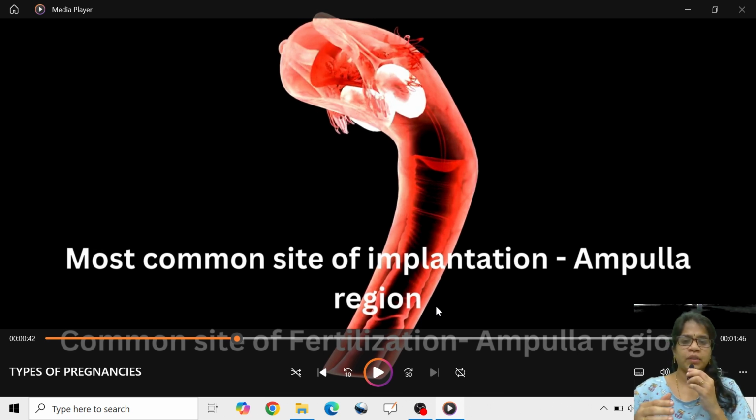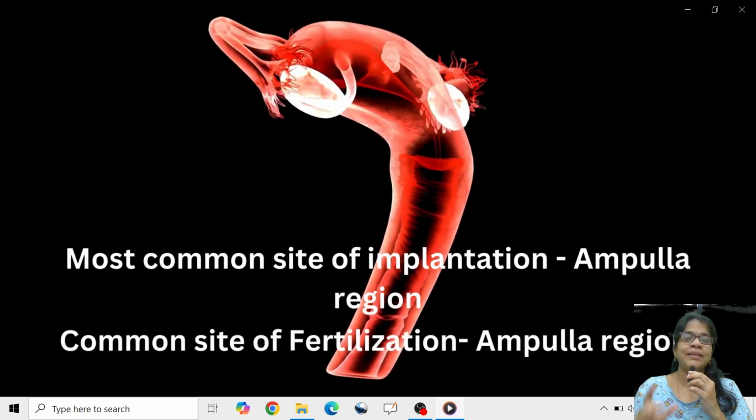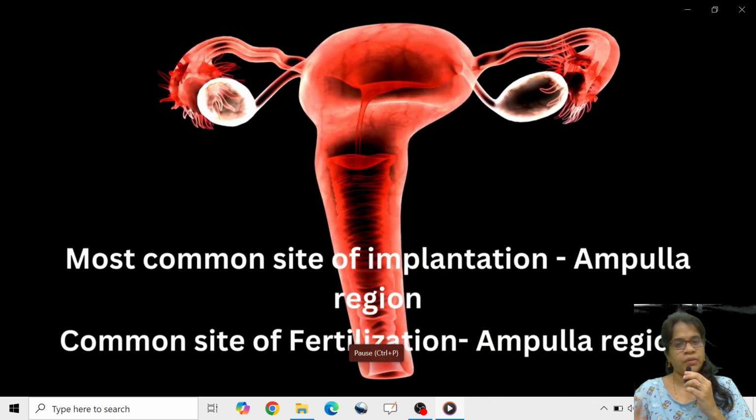So in pregnant women suffering with ectopic pregnancy, the fertilization may happen in the ampulla region, and at the same time the growth and implantation of the baby happen in the same area of the fallopian tube. That is why the ampulla region is considered the common site for ectopic pregnancy implantation, and also the common site for fertilization. It means the embryo at the blastocyst stage is not moving into your uterus for development. That is how ectopic pregnancy happens in the ampulla region of your fallopian tube.